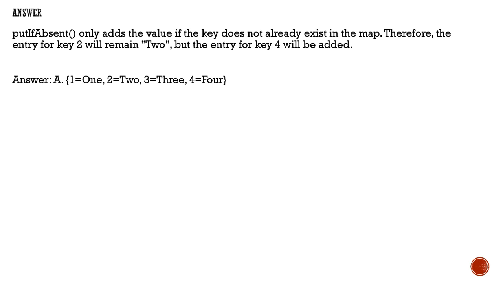I'm talking about the key. Okay, so the output is the A, that is 1, 2, 3 and 4, because the second time what we are trying to add, it will not insert.